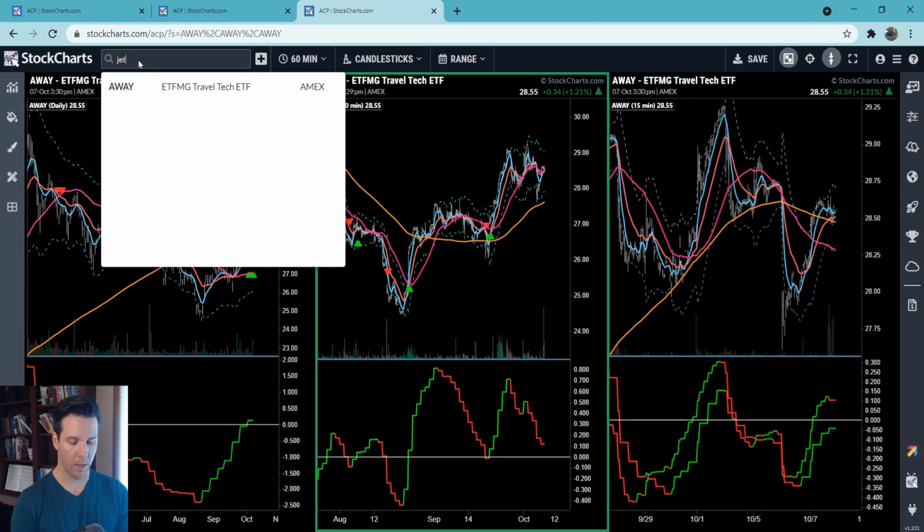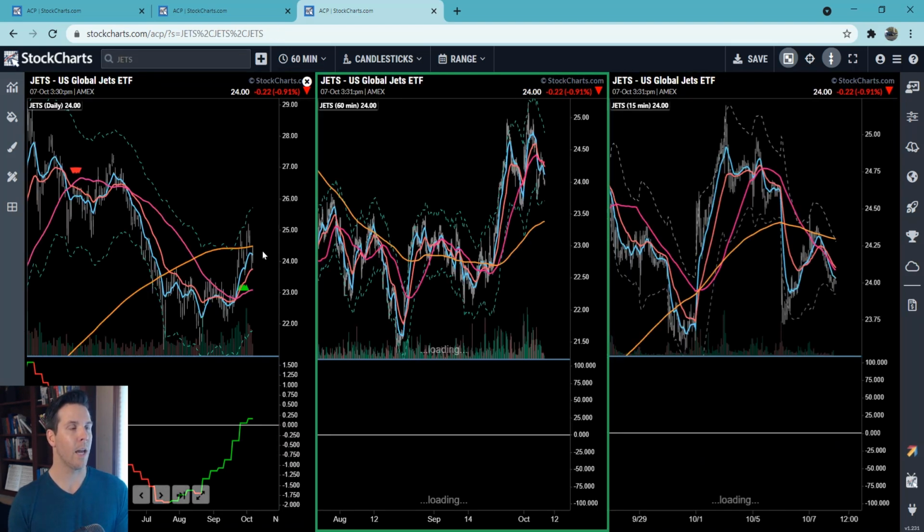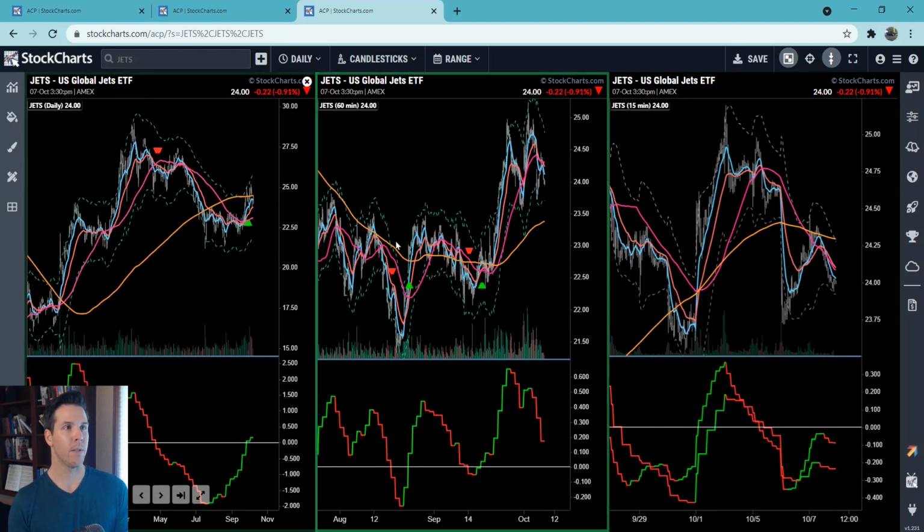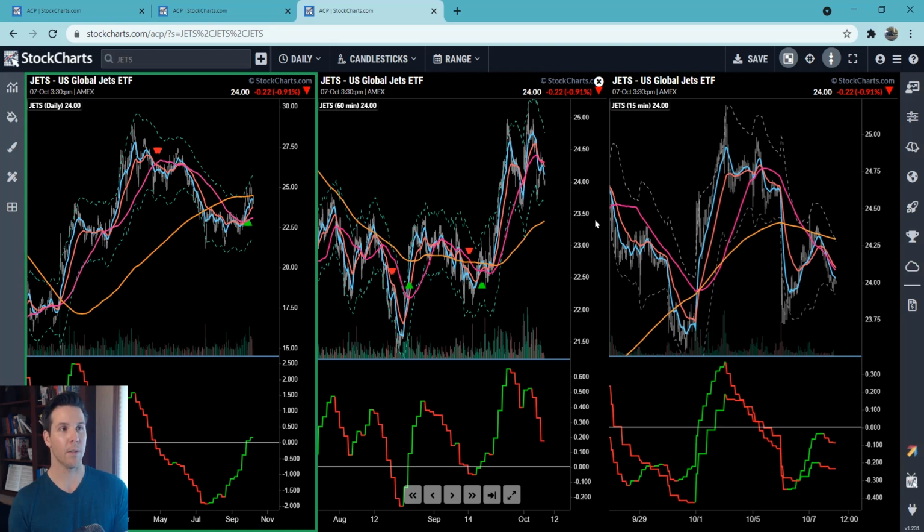If we look at JETS, which is the ETF for the airlines, you can see the same thing here. It's almost identical. You can see price running right into that same moving average. And you can see price up, or even if you want to say double top, you can see negative divergence on the Moxie indicator. So just not much to do here. Maybe there will be later, but I'm not seeing it yet.